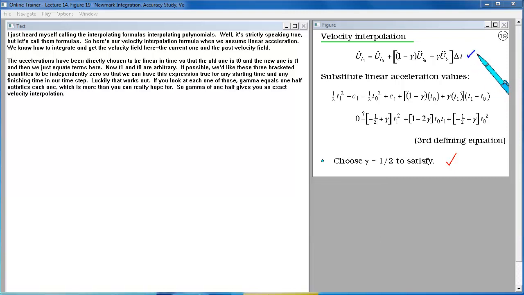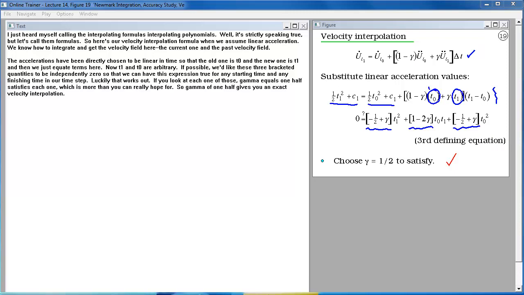When we assume linear acceleration, we know how to integrate and get the velocity field here, the current one, and the past velocity field. The accelerations have been directly chosen to be linear in time, so the old one is t0, the new one is t1, and then we just equate terms here. Now t1 and t0 are arbitrary. If possible, we'd like these 3 bracketed quantities to be independently 0, so that we can have this expression true for any starting time and any finishing time in our time step.